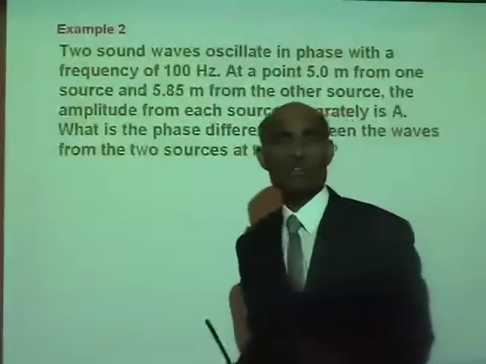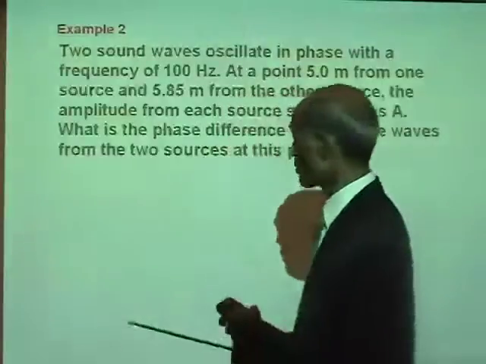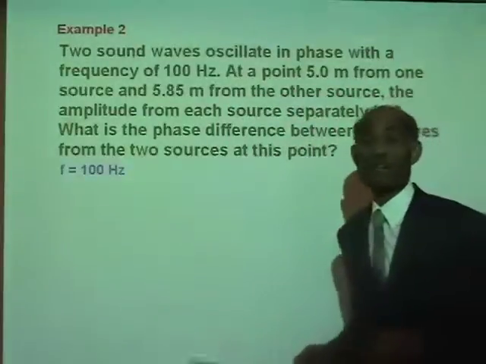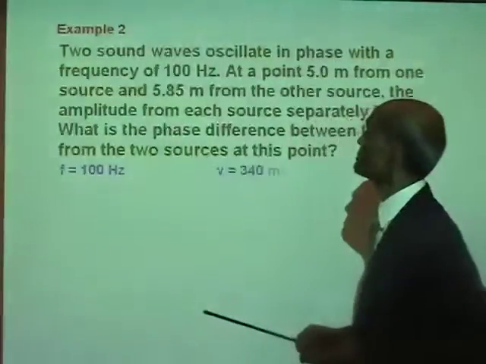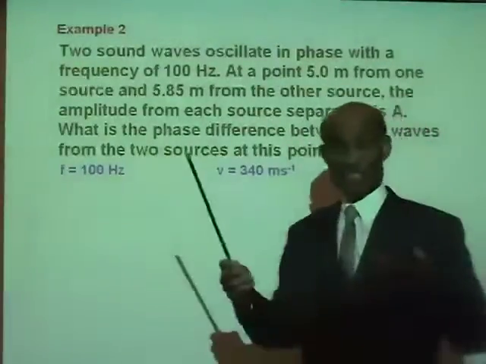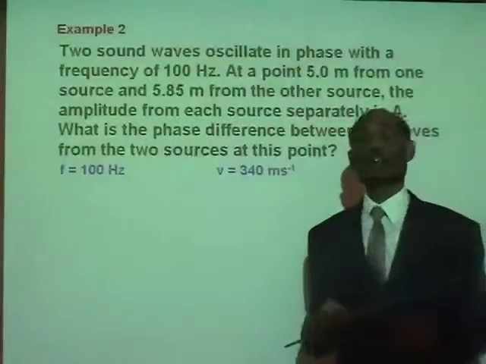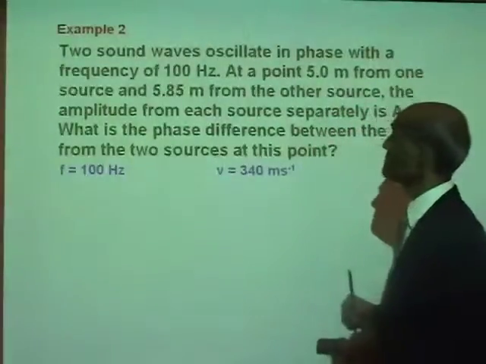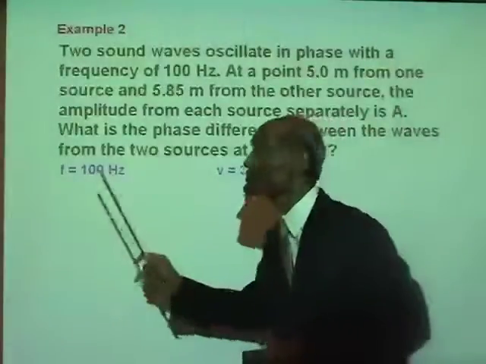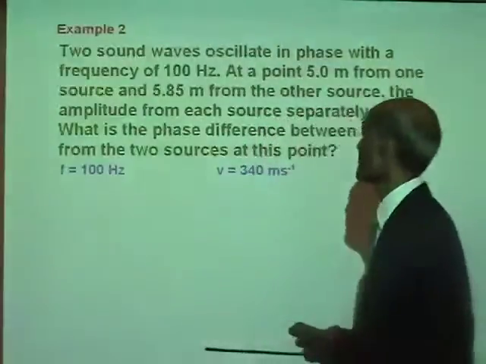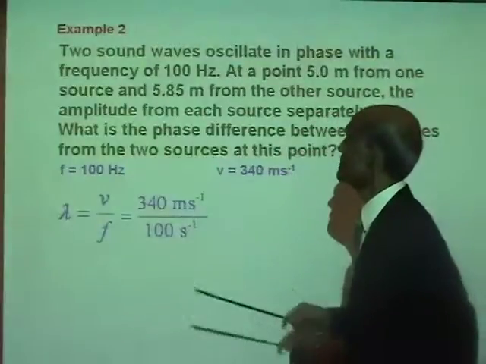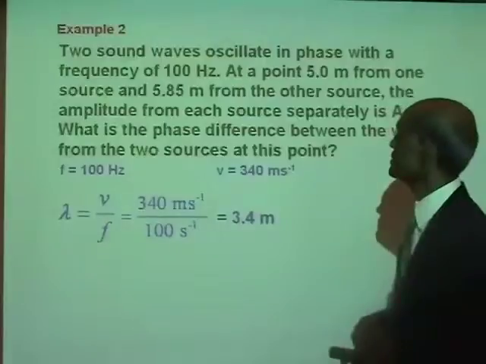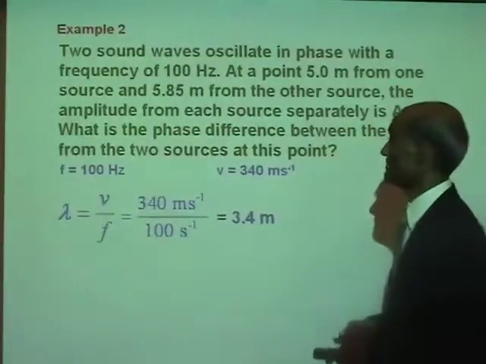Do you understand the question? Well, you see, if you don't understand the question, you cannot do it. So read it and see whether you can understand it and pick the data given. The frequency of the sound is 100 Hz. And of course, this is sound. The speed of sound at room temperature is 340 meters per second, which will help us to find the wavelength, right? Alright, so wavelength is v over f, 340 divided by 100 is 3.4 meter.